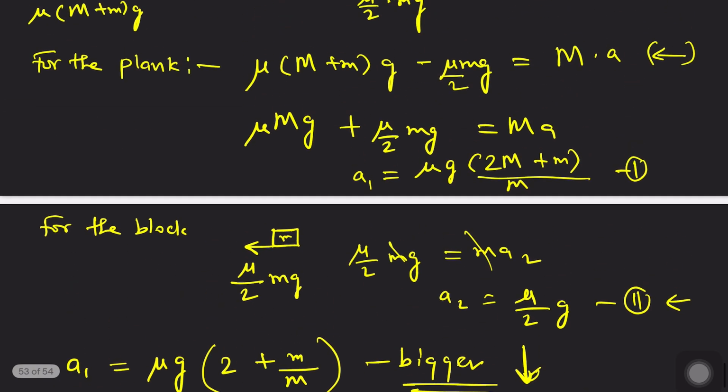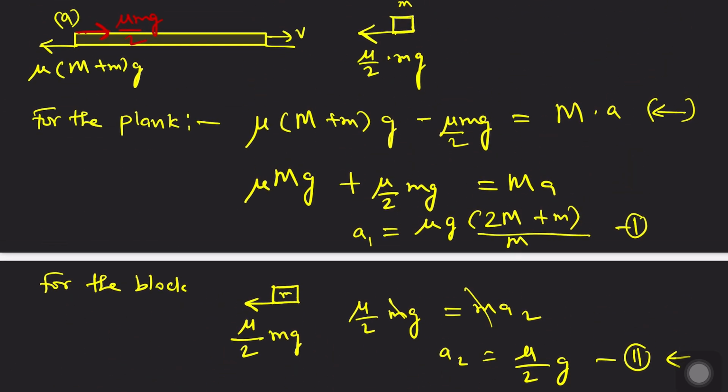Okay, so we'll go back once to check it. So mu m plus mg minus mu by 2 mg is equal to ma. So mu mg plus mu by 2 mg is equal to capital Ma. a1 is equal to mu g, we can take common, and this will become (2m plus small m) divided by 2m. So here the error has been observed, here it should be 2.